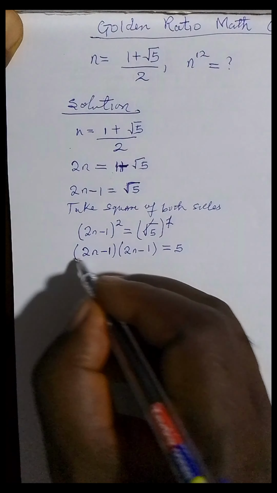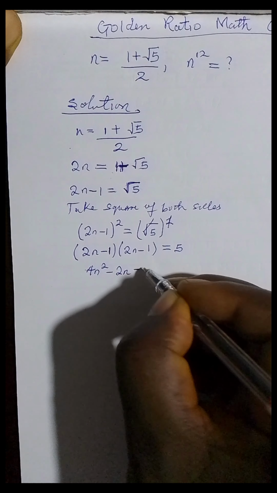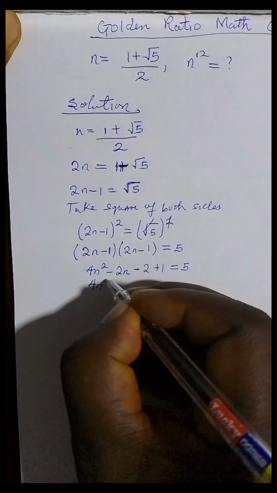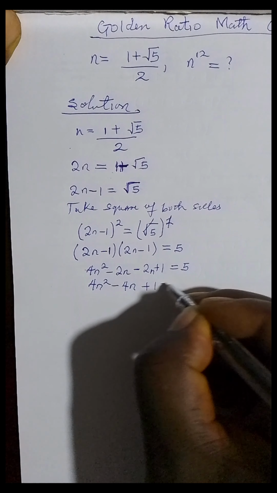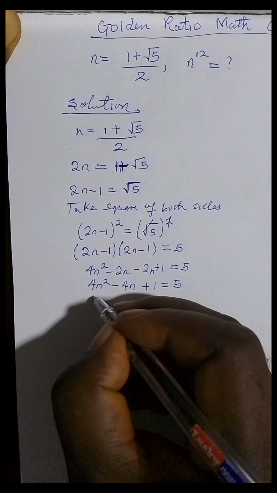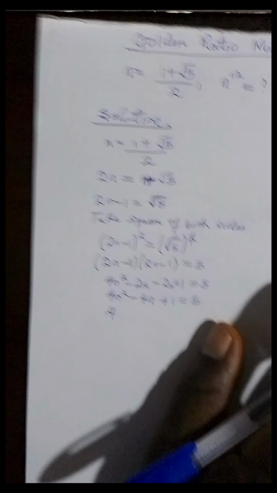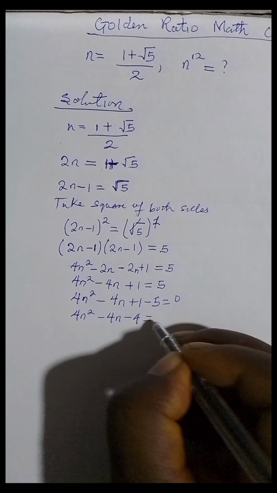So I need to expand that bracket on the left. So we have 4n squared minus 2n minus 2n plus 1 equal to 5. So we have 4n squared minus 4n plus 1 equal to 5. So I move the 5 over to the left so that we have a quadratic expression. So we have 4n squared minus 4n plus 1 minus 5 equal to 0. We have 4n squared minus 4n minus 4 equal to 0.